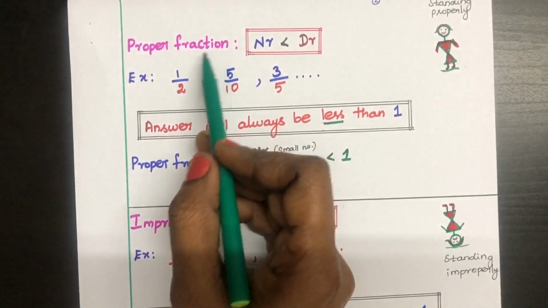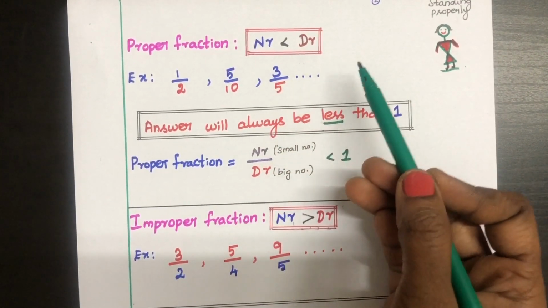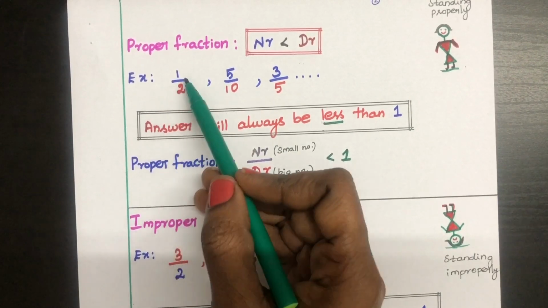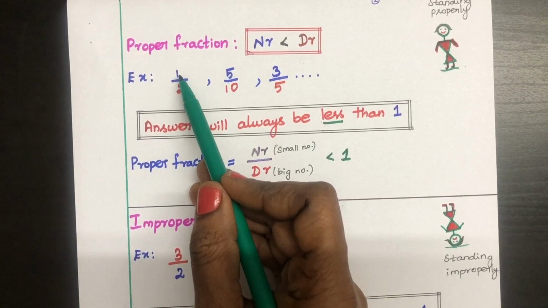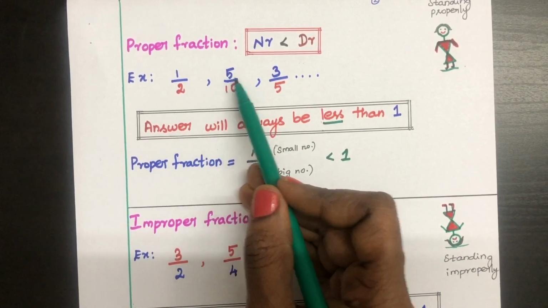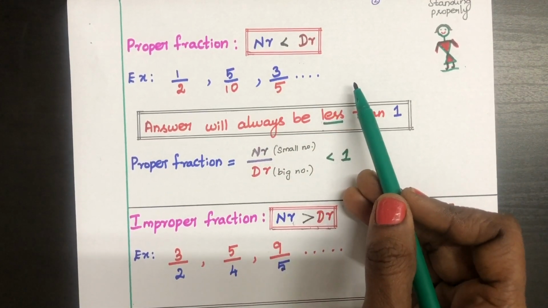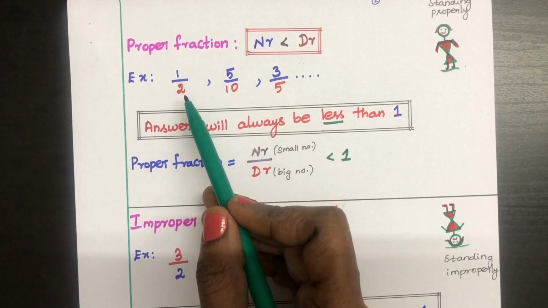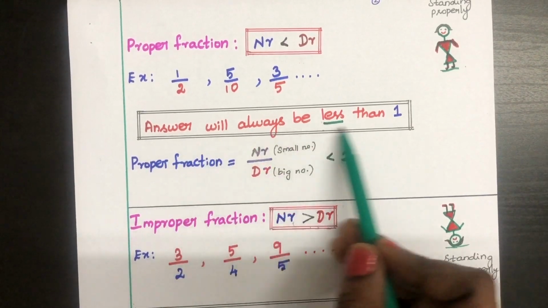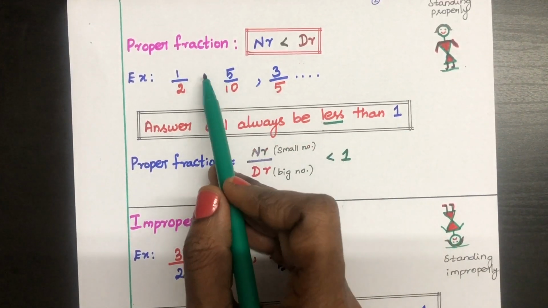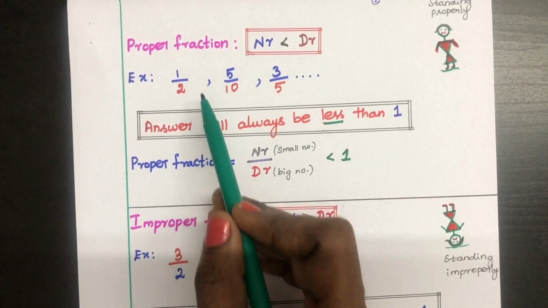Now proper fraction. What is proper fraction? If the numerator is less than denominator, then the fraction is proper. Example, 1 by 2, 5 by 10, 3 by 5 and so on. See, this numerator is less than denominator everywhere. Since the numerator is lesser than the denominator, answer will always be less than 1. This is the main thing here. You need to understand. Proper fraction means numerator is less than denominator and the answer of this fraction is always less than 1.